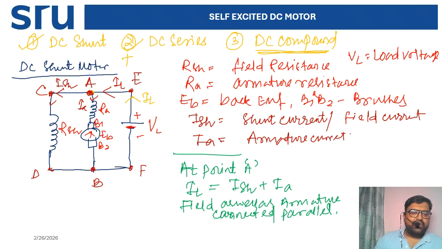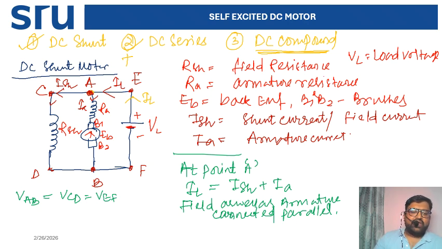If it is connected in parallel, then what will happen? All the voltages in this circuit are equal. Then you can easily write VAB equal to VGD equal to VEF. These are the voltages. Then VEF voltage is already given, so you can say VL.